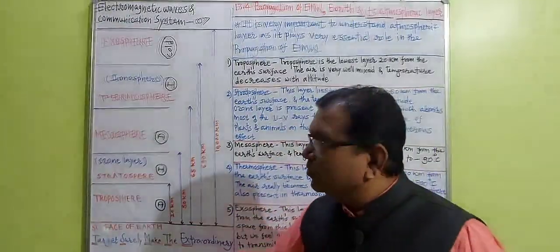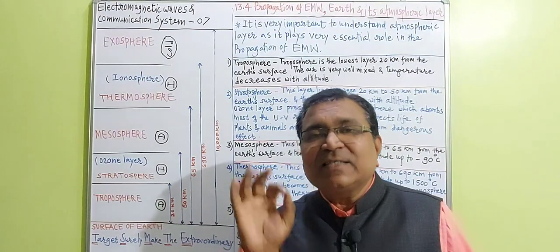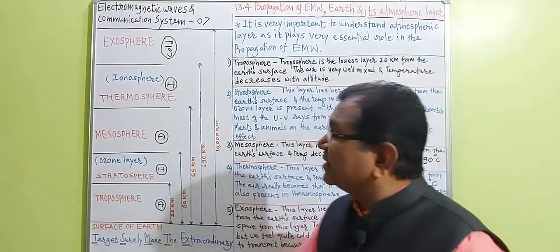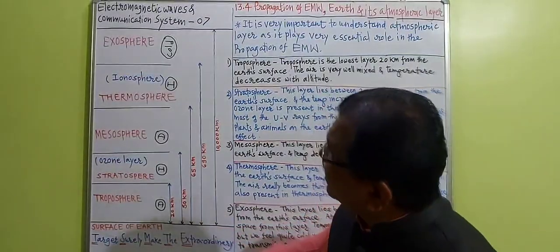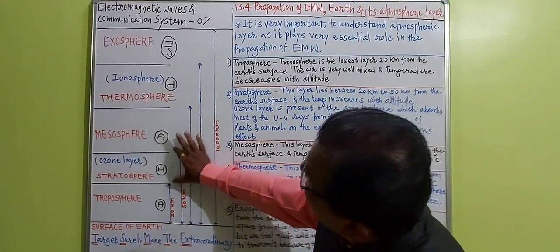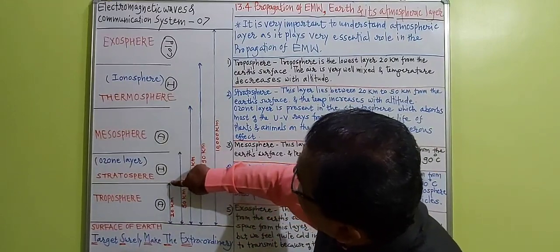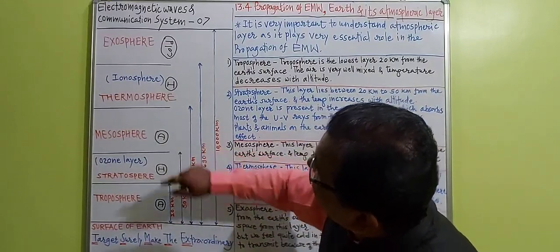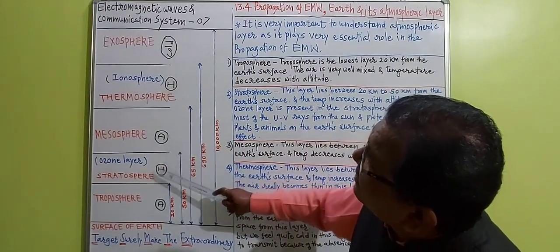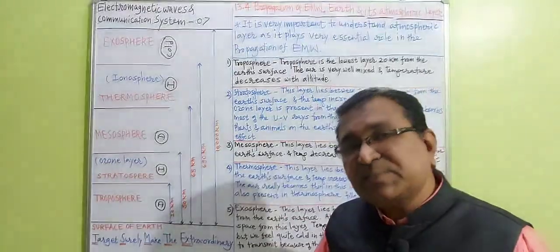The number 2, the second layer, is stratosphere. Stratosphere. This is the second layer. This layer is 50 km from the Earth's surface. The region of this layer is in between 20 km to 50 km. See here, 20 km to 50 km. This is called stratosphere.